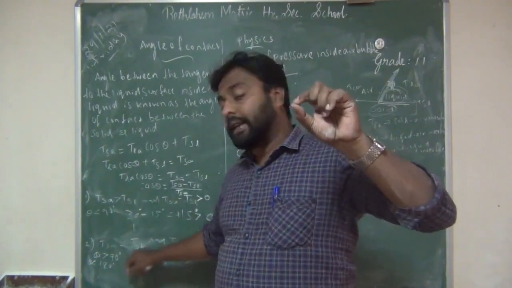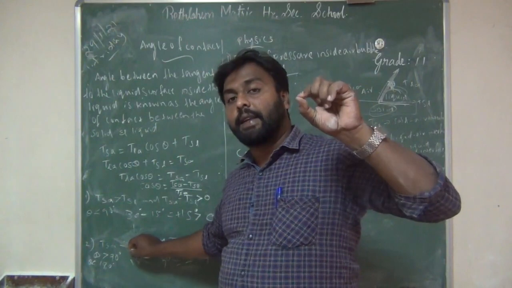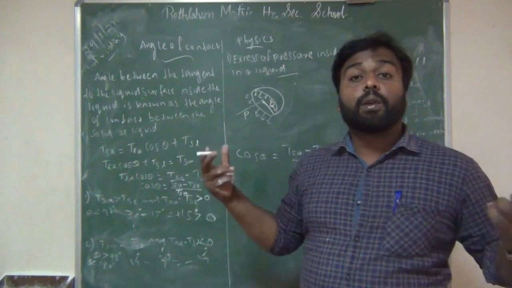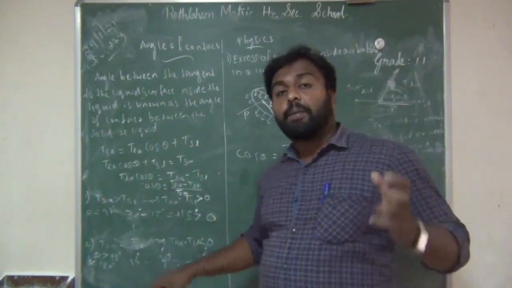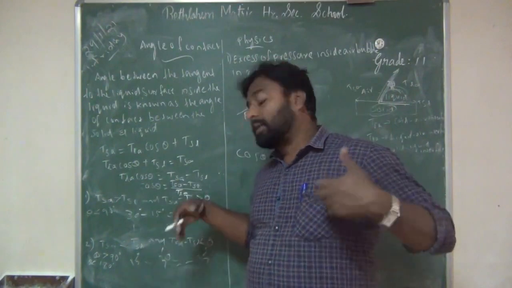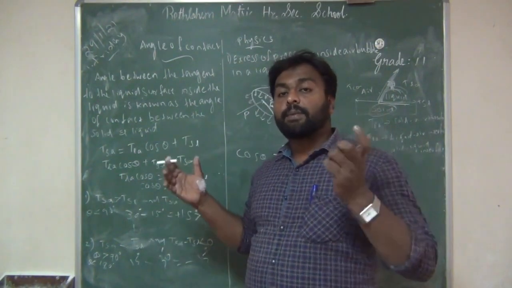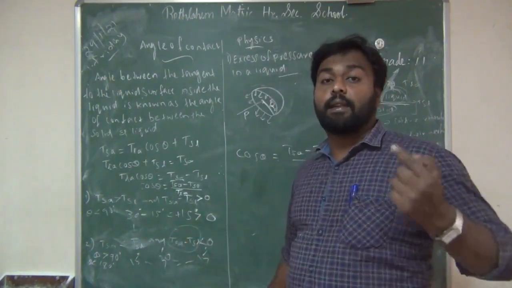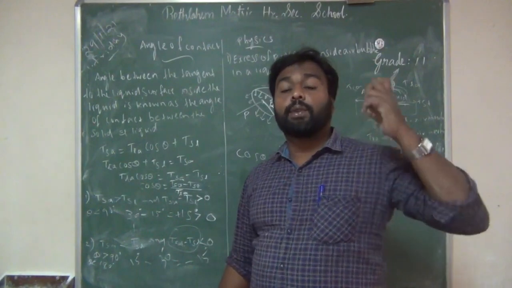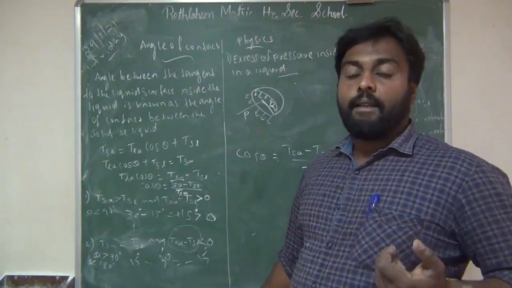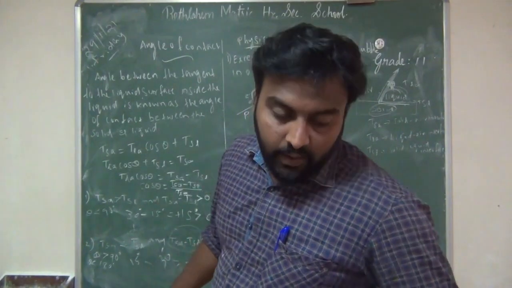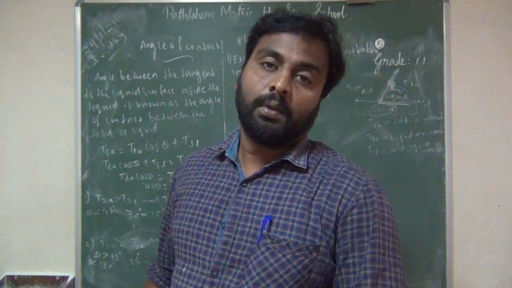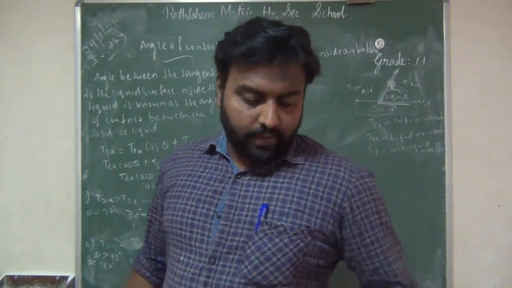So the second case, TSA is less than TSL. So the angle between solid air interface, assume that we got 15 degree, and the angle between solid liquid interface we got 30 degree. When we substitute this 15 and 30 in this equation, TSA minus TSL, so 15 minus 30, we are getting minus 15 degree. That is what the second case, the angle of contact cos theta is negative.